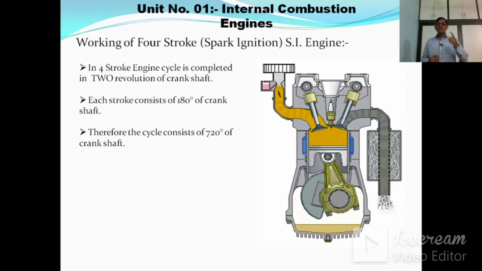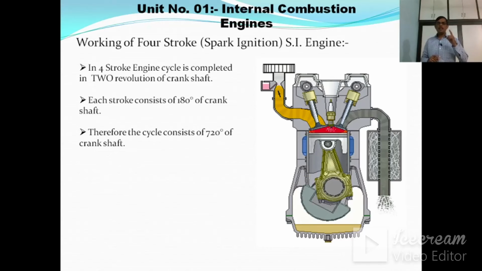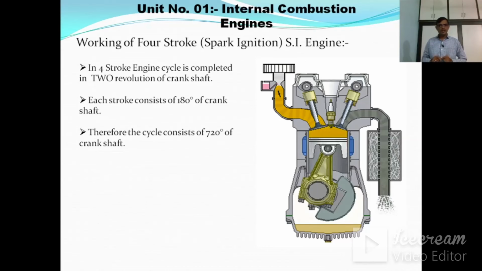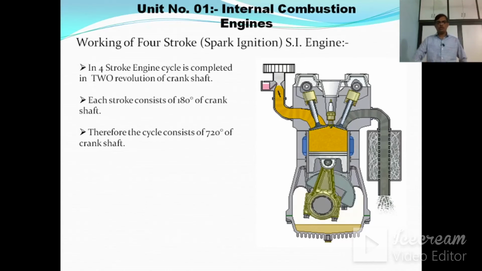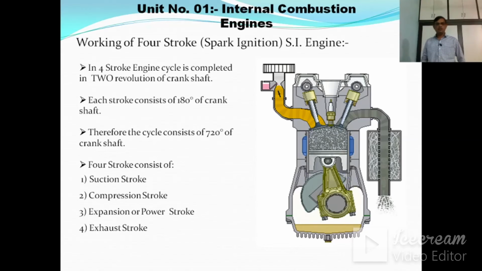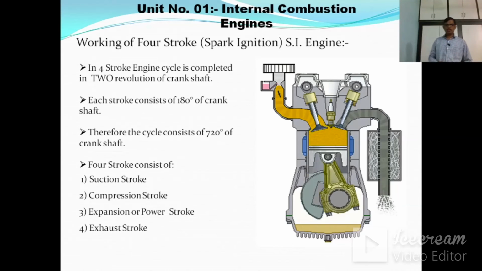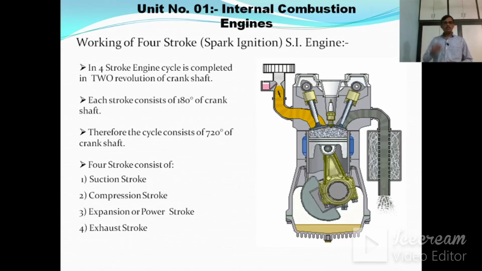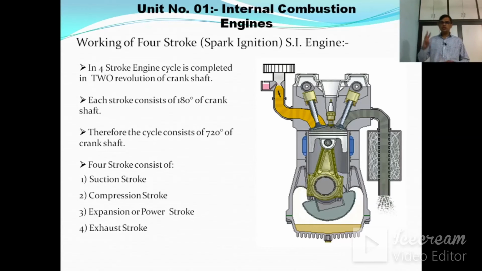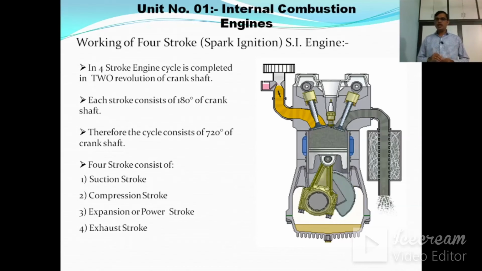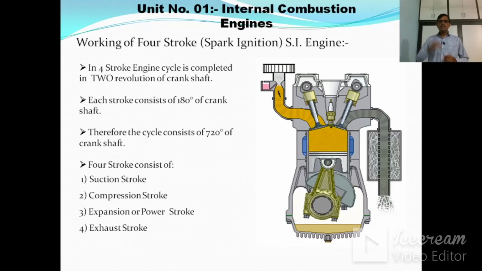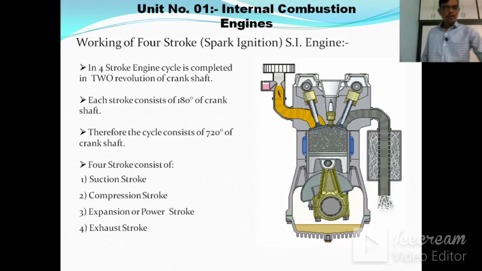Each stroke contains a 180-degree revolution, therefore the cycle consists of 720 degrees. In the four-stroke engine, four strokes occur. The first stroke is the suction stroke. The second stroke is the compression stroke. The third stroke is the expansion or power stroke, and the last, fourth stroke is the exhaust stroke. We can see these strokes one by one.